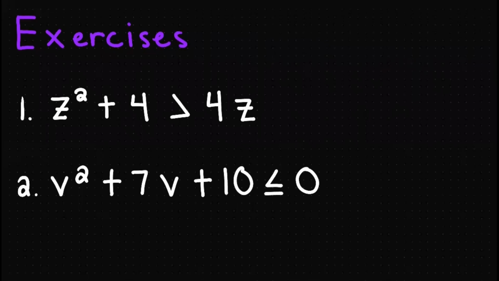There. Now, here are two exercises that you can work on. In the first one, we've got 7z squared plus 4 is greater than 4z. And for the second one, we've got v squared plus 7v plus 10 is less than or equal to 0. So you will apply the same concept that we had in the two examples in this video.